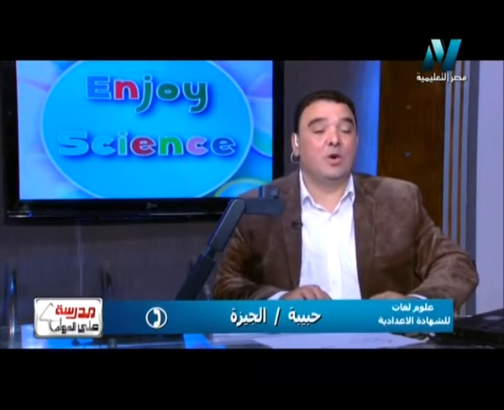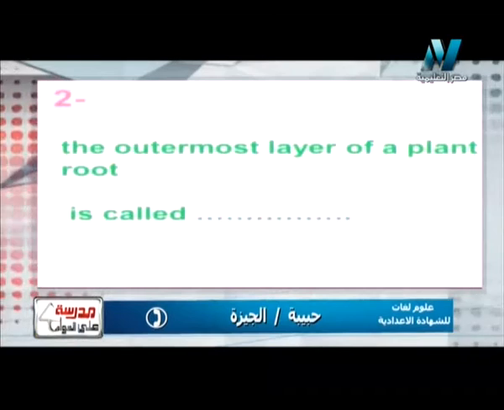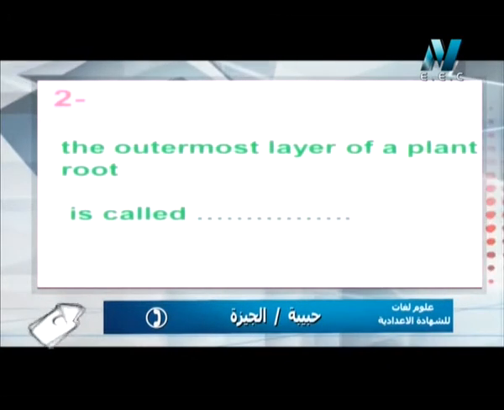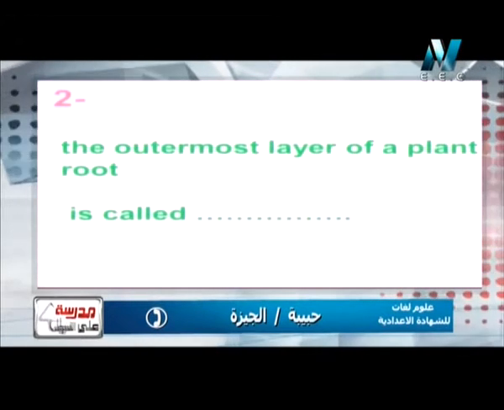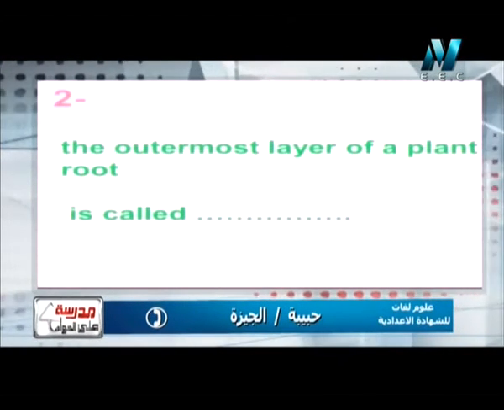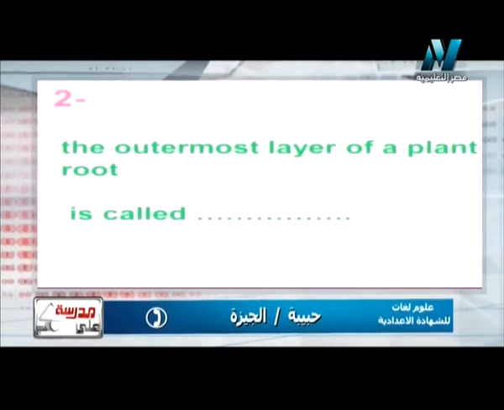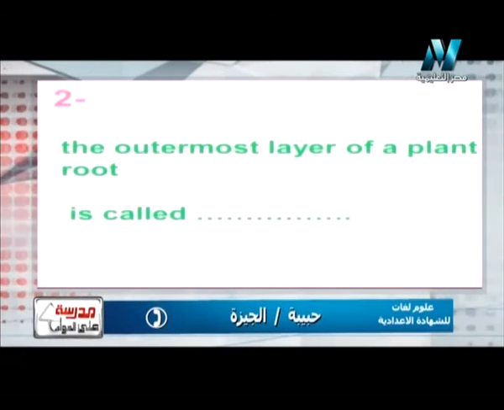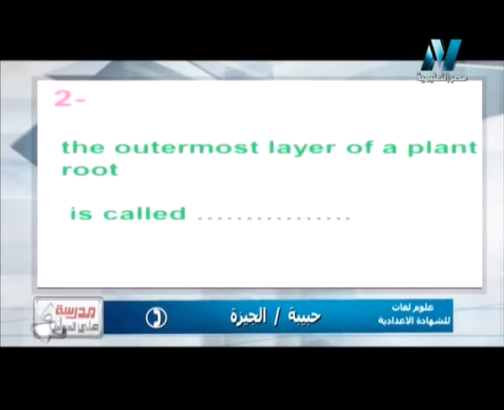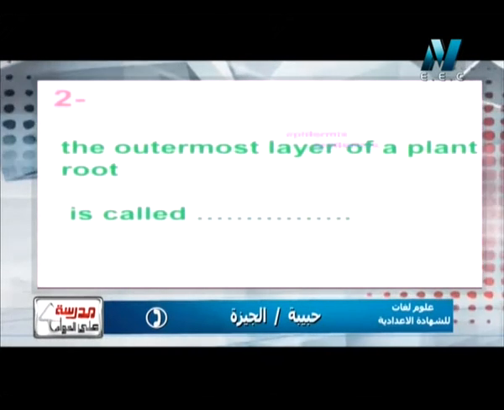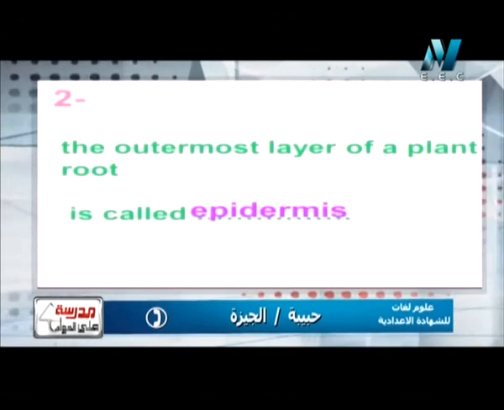Okay, so we have a choose question, Habiba. The question says that you will see it now on the monitor. The outermost layer of the plant root is called what? It's called the xylem. No, the outermost layer. We have cortex or epidermis. I want the outermost layer. Yeah, the outermost layer will be epidermis. It is the first layer.